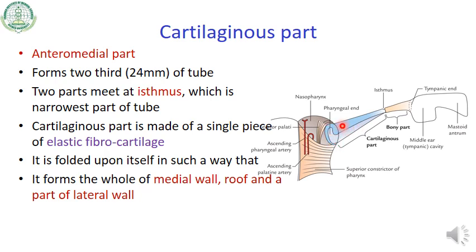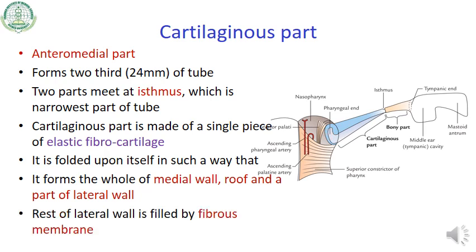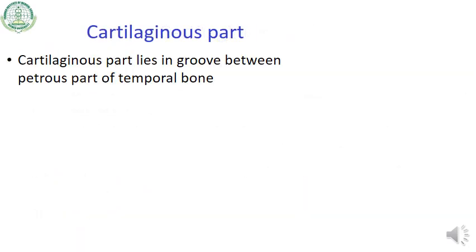So all these are formed by the cartilaginous fibroelastic structure. The rest of the wall is filled by fibrous membrane. So this portion you can see is filled by fibrous membrane. So that is about the cartilaginous part.